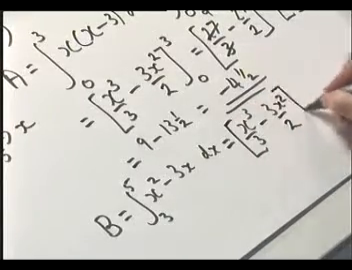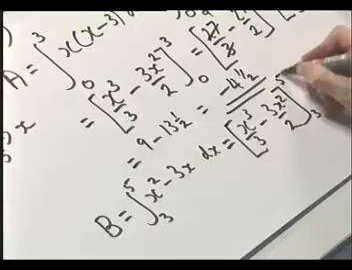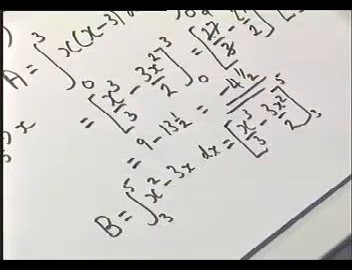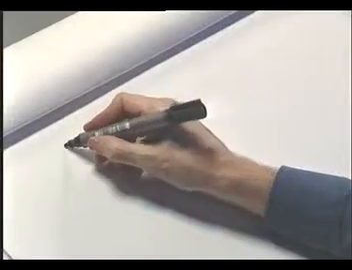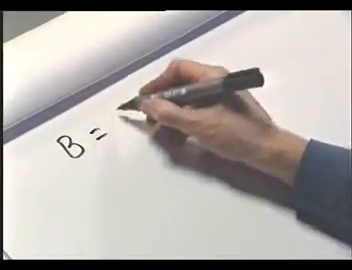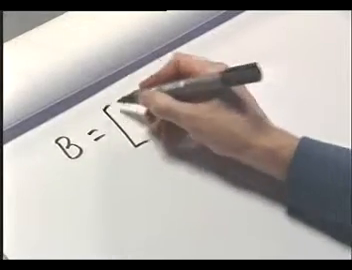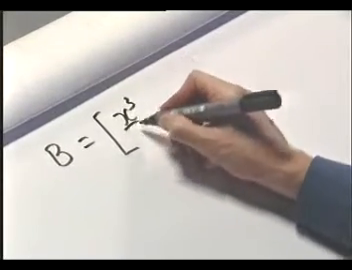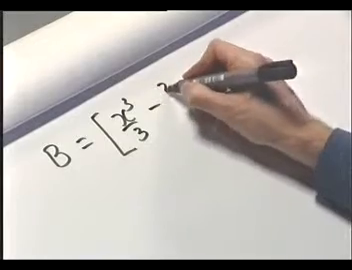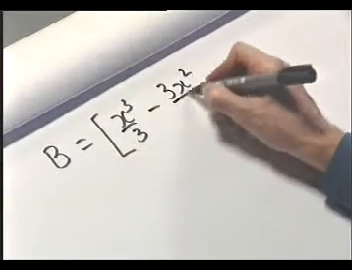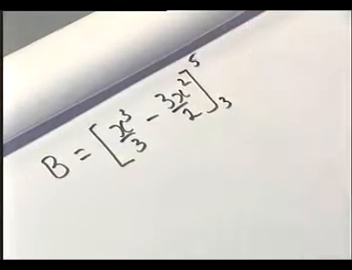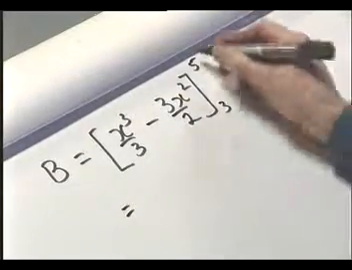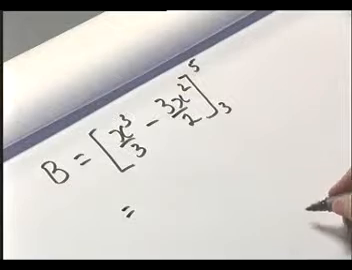But the limits are different. They're between 3 and 5. So let's turn over the page. The area B is equal to, let's remember that it's this that we are evaluating, between 3 and 5. So we put in our upper limit first.